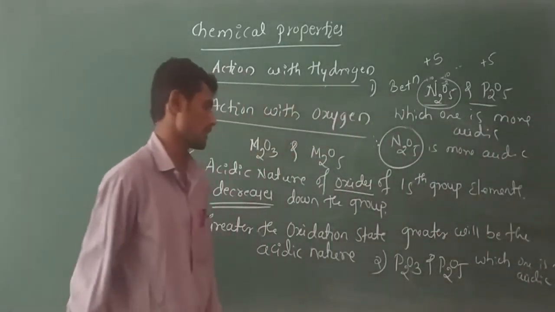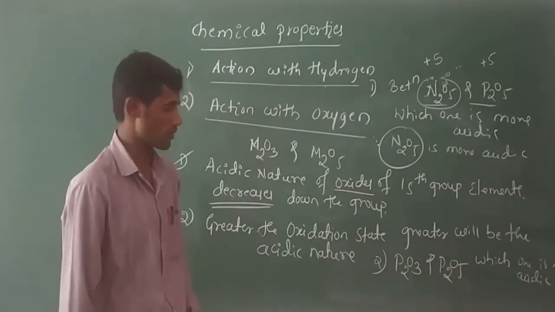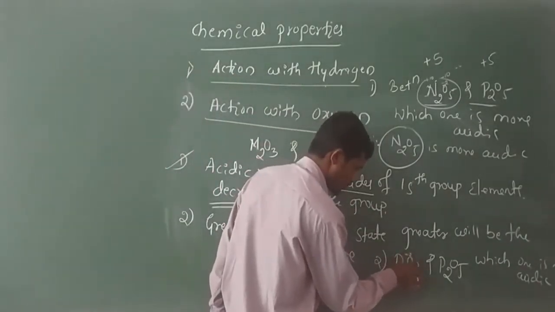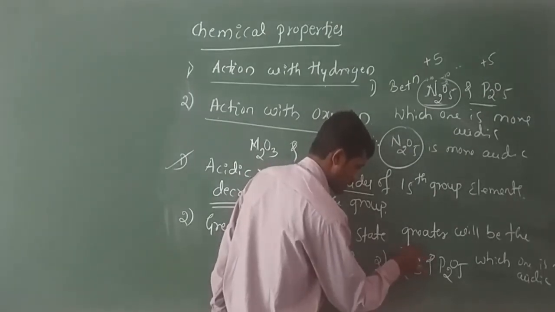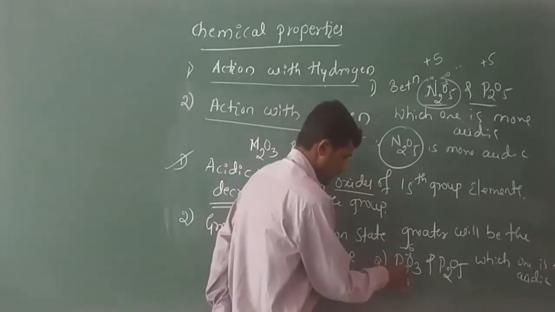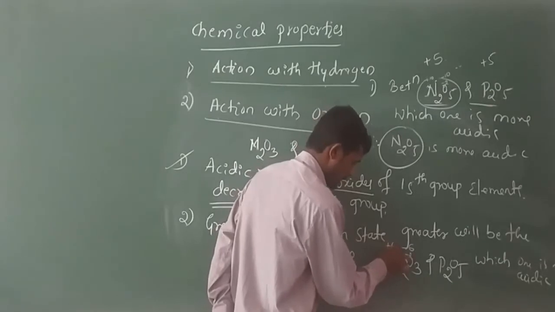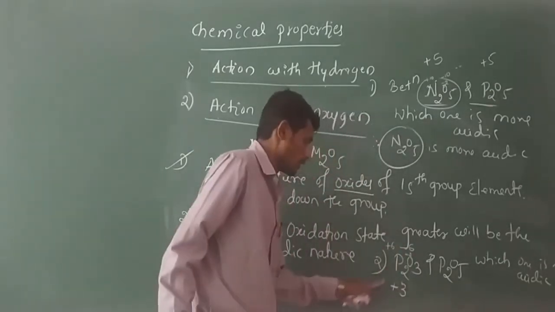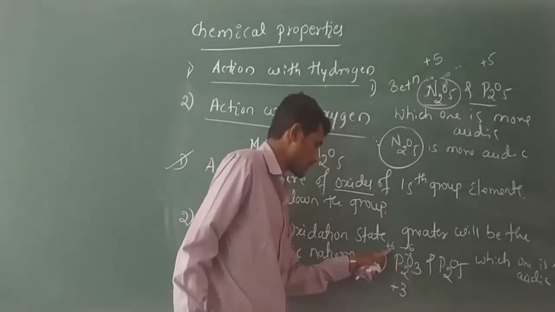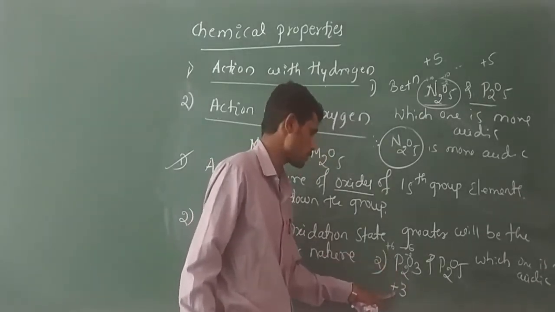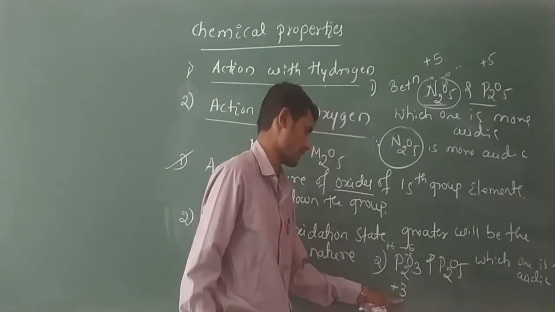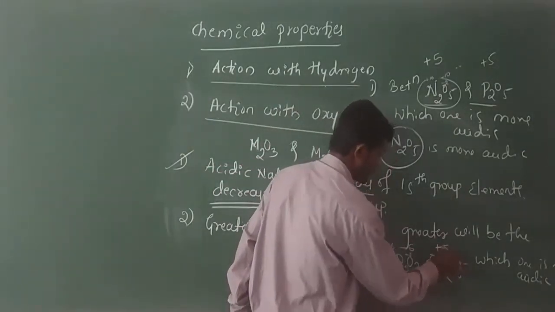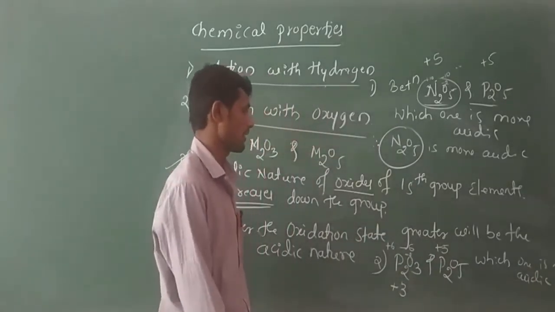Calculate the oxidation number of phosphorus in both the given compounds. Here, oxygen is minus 2, 3 into minus 2 is minus 6. Therefore, P2 is definitely plus 6, but only one phosphorus, P's value is plus 3. Here we already calculated plus 5. Phosphorus oxidation number is plus 5.